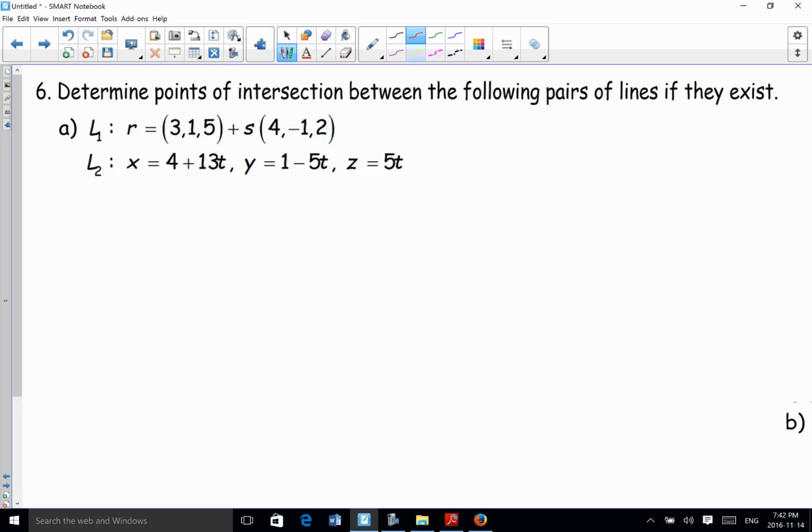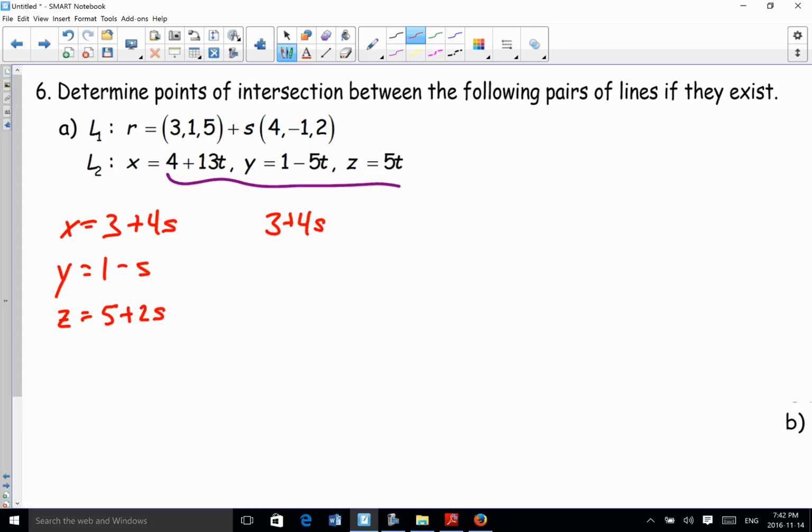So if we take line 1 and rewrite it, x equals 3 plus 4s, and y would be 1 minus s, and z would be 5 plus 2s. We should be able to compare those to what we have in line 2, all these ones. If these are going to meet, then at some point, 3 plus 4s needs to equal 4 plus 13t. Or if we put them in the right format, 4s minus 13t equals 1.